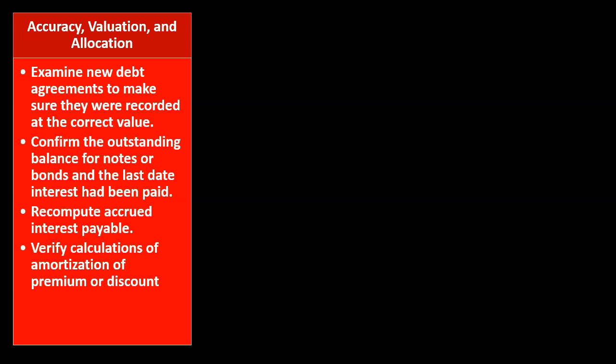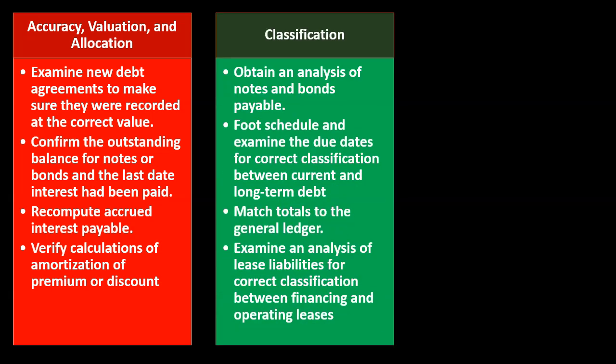Verify calculations of amortizations of premiums or discounts. These, of course, relate to the bonds, which may be sold at either a premium or a discount. Those premiums or discounts should be amortized and written off to interest expense. They should be using the effective interest method unless it's an immaterial amount, and therefore we want to make sure that they are indeed writing those off in accordance with the effective interest method, in accordance with generally accepted accounting principles. Then we have the assertion of classification.